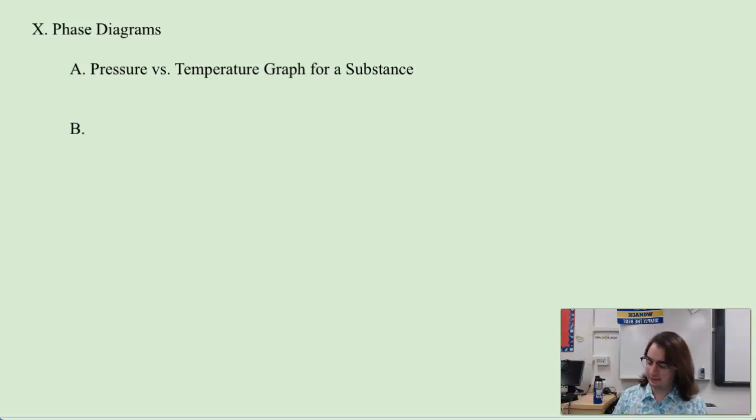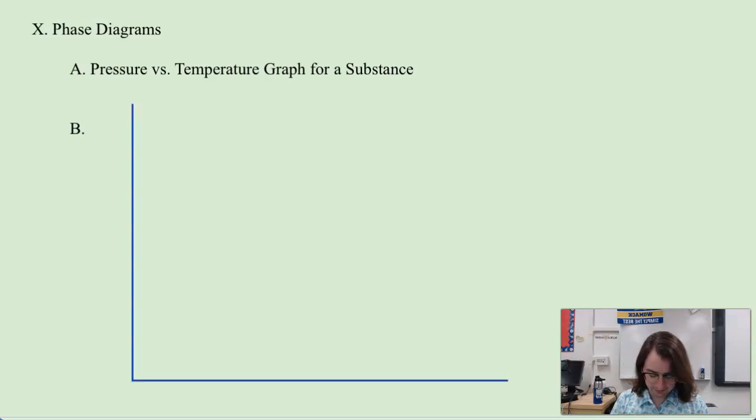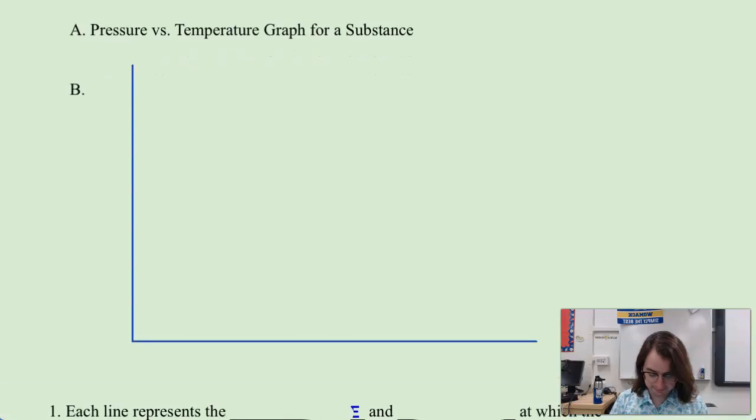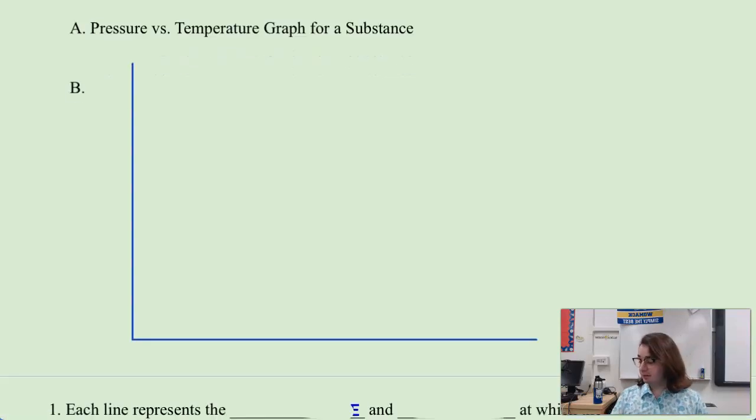You're going to want to draw a graph. You have room on the next page. Give yourself plenty of space because we're going to add quite a bit of things to our graph. So you're going to want to draw an XY axis, and on our Y-axis we want pressure, and on our X-axis we want temperature. Go ahead and get that set up.